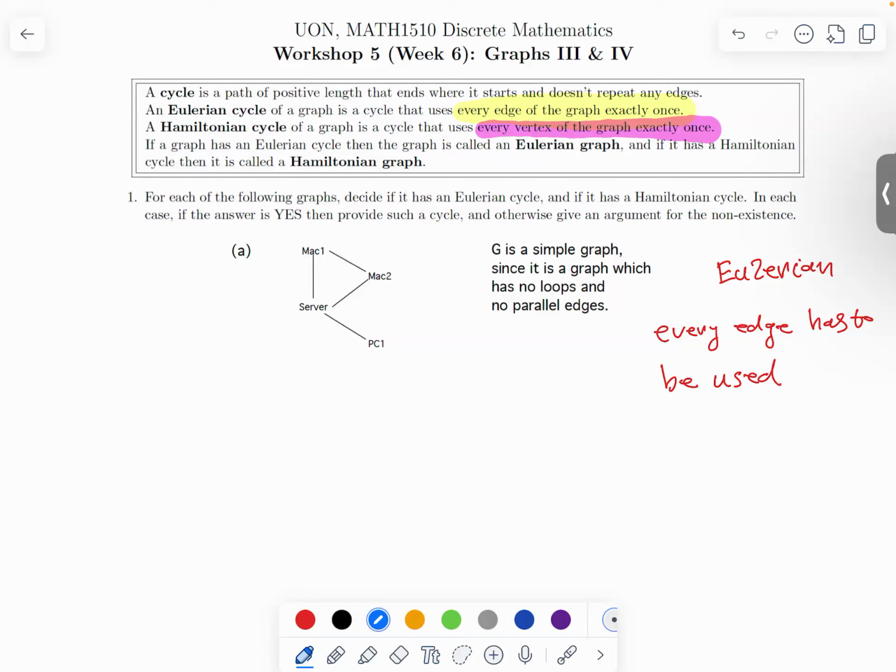So Hamiltonian: every vertex of the graph has to be used just one time.